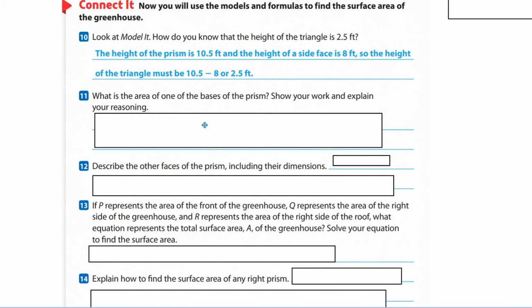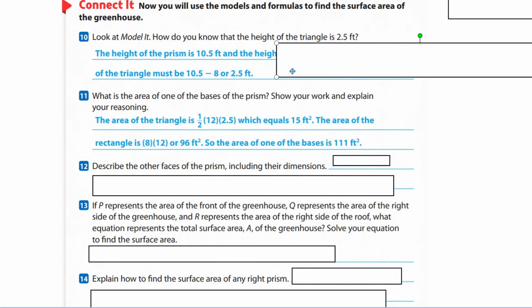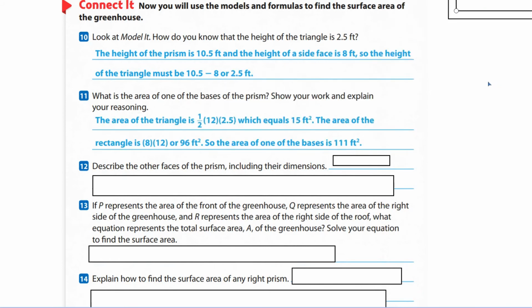What is the area of one of the bases of the prism? Show your work and explain your reasoning. Well, the area of the triangle is, again, they didn't write out the formula, but I will. I hope you guys did. Assuming you would. So it's 1/2 times base times height.